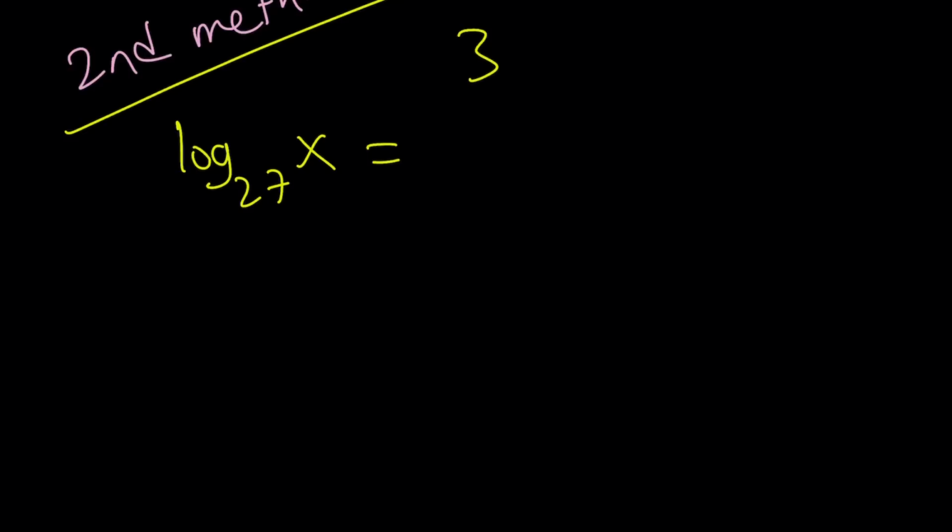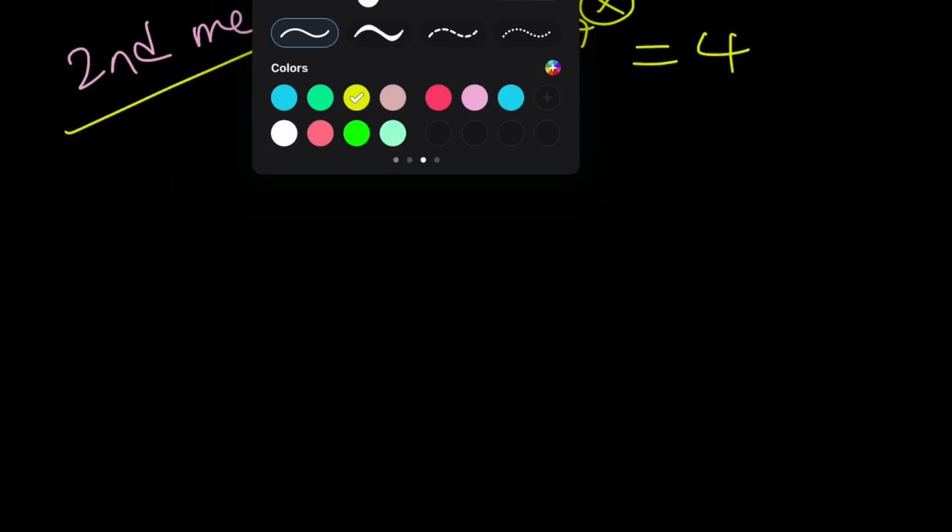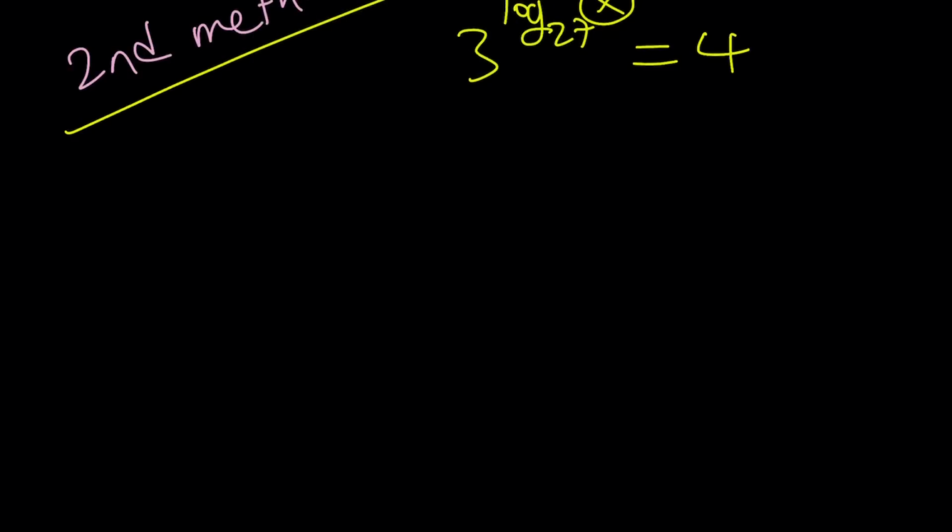So let's rewrite the problem. We're trying to evaluate 3 to the power log x with base 27 equals 4. So we're trying to solve for x. So how do you solve for x? Here's what we're going to do. We're going to use substitution. Obviously, substitution is very powerful. I'm hoping you'll agree. So let's go ahead and take the exponent. Let's call that something. How about calling log x t? T is fun, right?